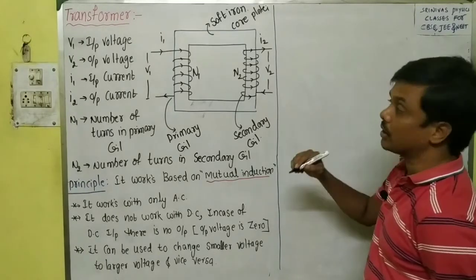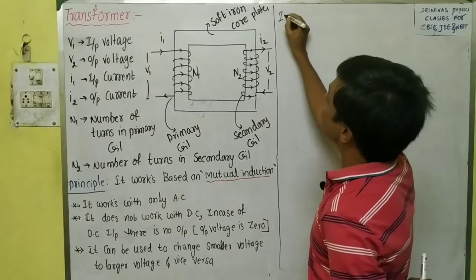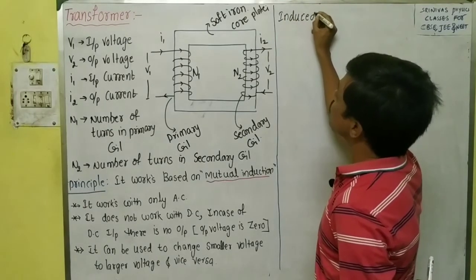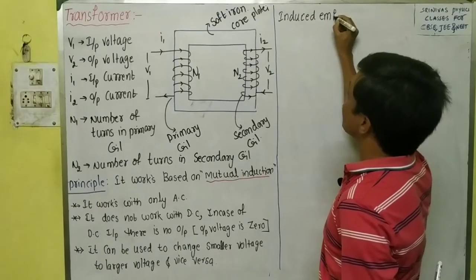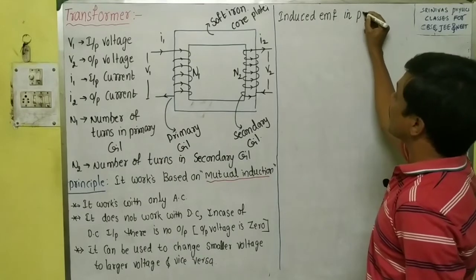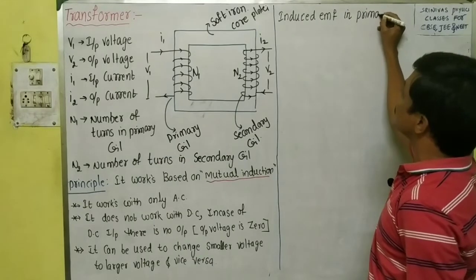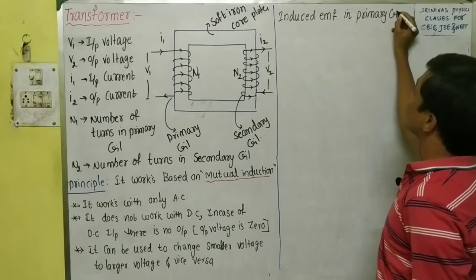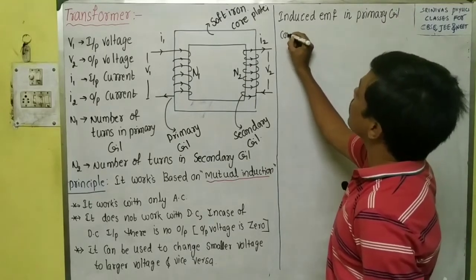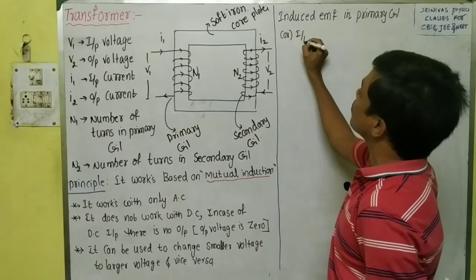What do we have to do here? According to Faraday's law, we have to write the induced EMF in the primary coil. Okay, induced EMF in the primary coil, or the input voltage. Actually induced EMF equals the input voltage.